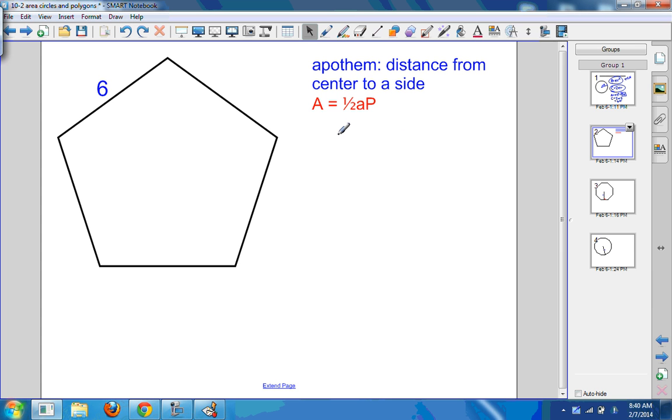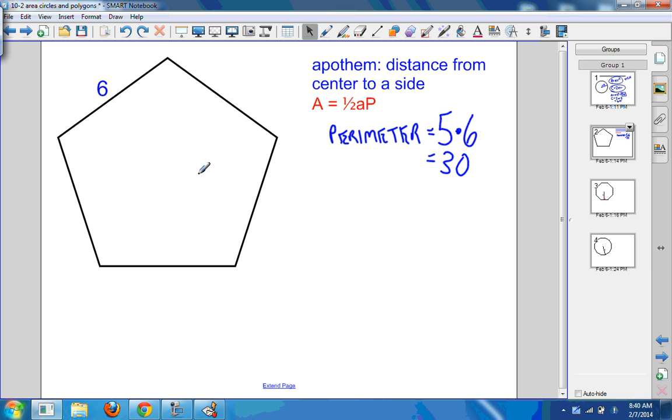Remember, the perimeter is all of the sides added up together. In this case, we have 5 sides. We multiply that by this distance of 6 of each side to get a perimeter of 30. We're going to use that perimeter later.